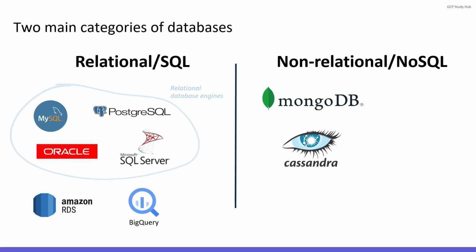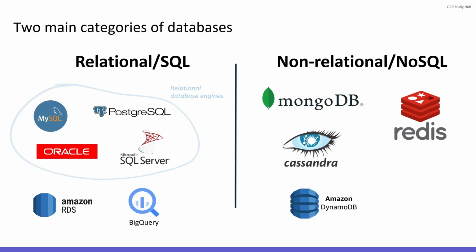Cassandra, used for handling large amounts of data across distributed servers. Redis, an in-memory key value store used for caching and real-time analytics. Amazon DynamoDB, a fully managed service by AWS with fast performance and scalability. And Cloud Bigtable, Google's NoSQL database designed for large analytical and operational workloads. This categorization highlights the different needs they serve: structured relational data versus flexible, scalable, and often schema-less data management.